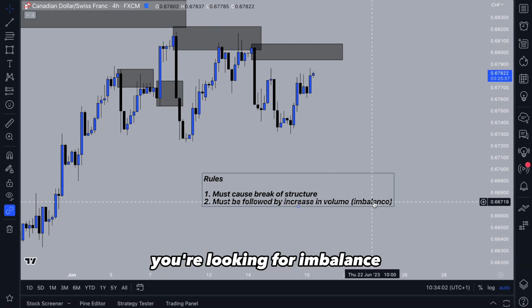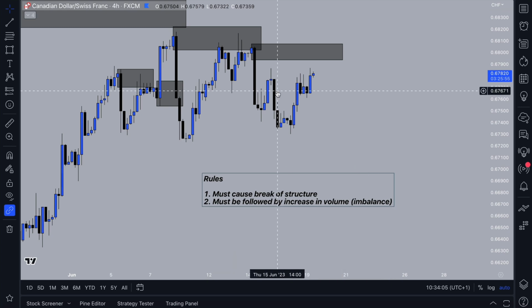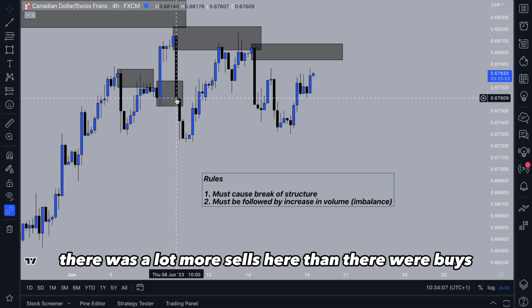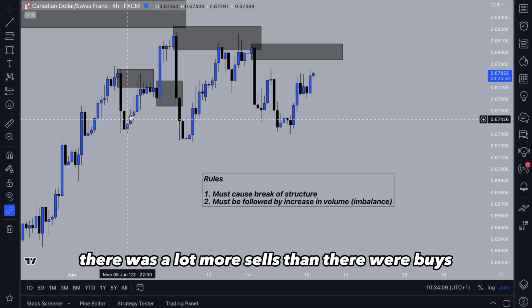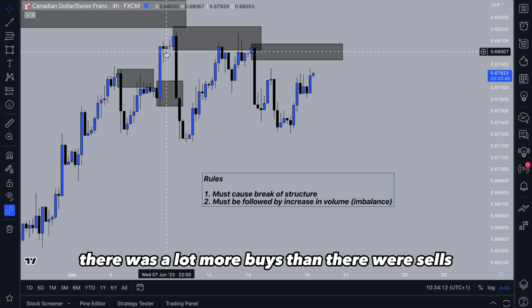And effectively you're looking for imbalance because there is an imbalance in price. There were a lot more sells here than there were buys. Same case here, a lot more sells than buys. And then in this case, there were a lot more buys than sells.